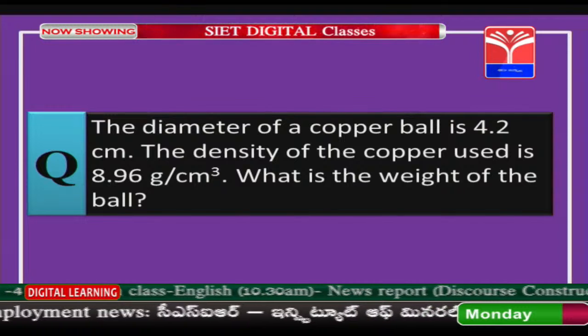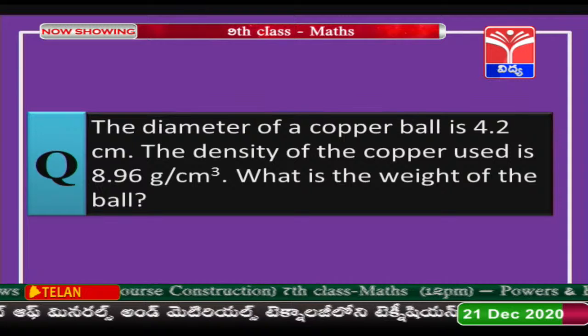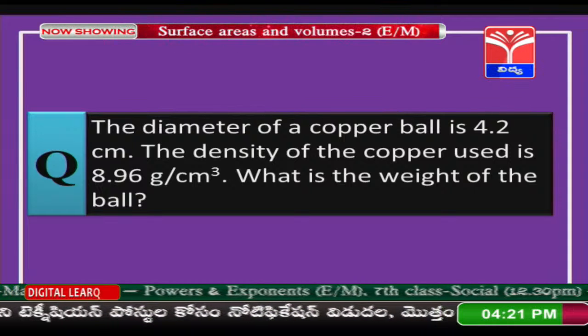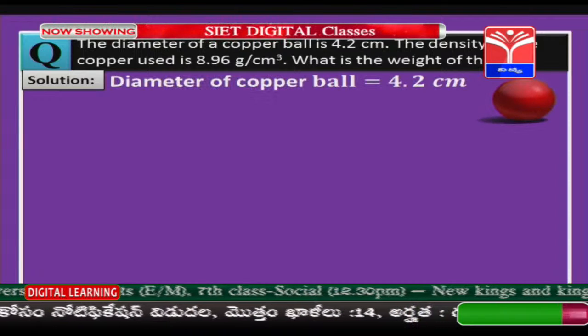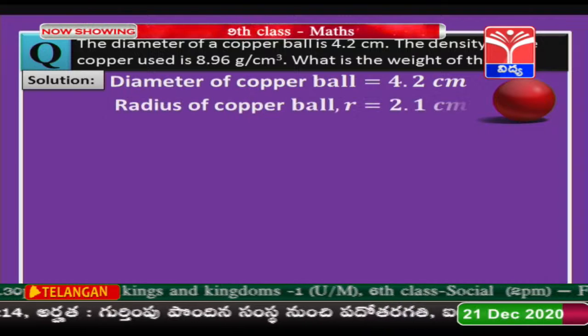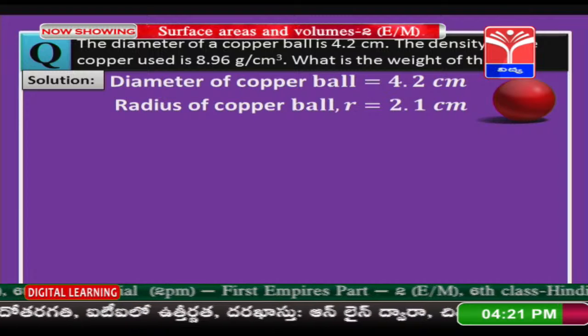Let us start our next problem. The diameter of a copper ball is 4.2 centimeters. The density of the copper used is 8.96 grams per centimeter cube. What is the weight of the ball? Let us start with the solution. So, diameter of copper ball is 4.2 centimeters. Then what is the radius, children? Yes, half of it. So, r is equal to 2.1 centimeters.